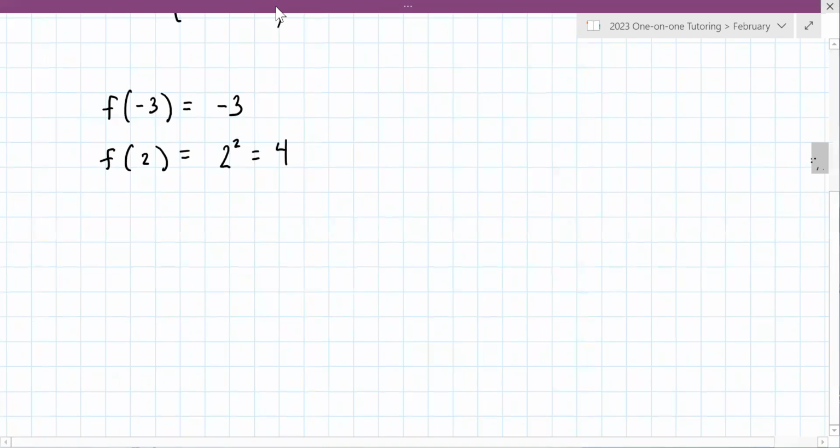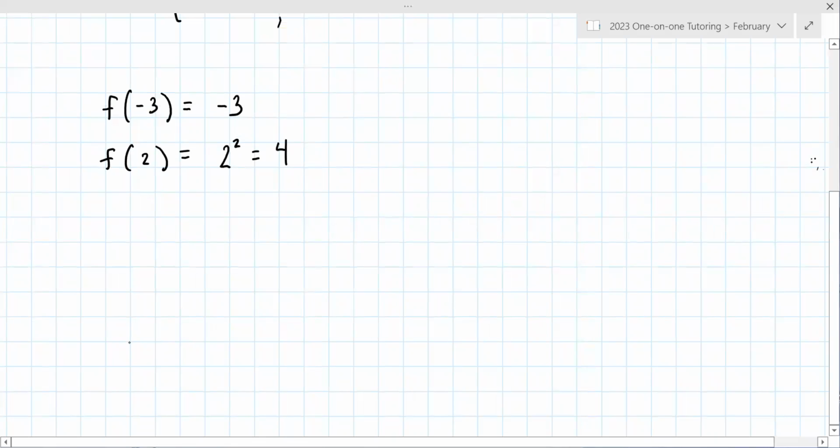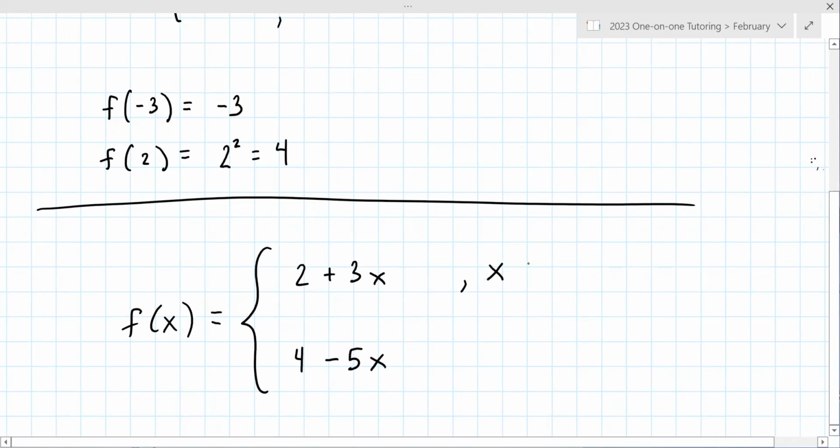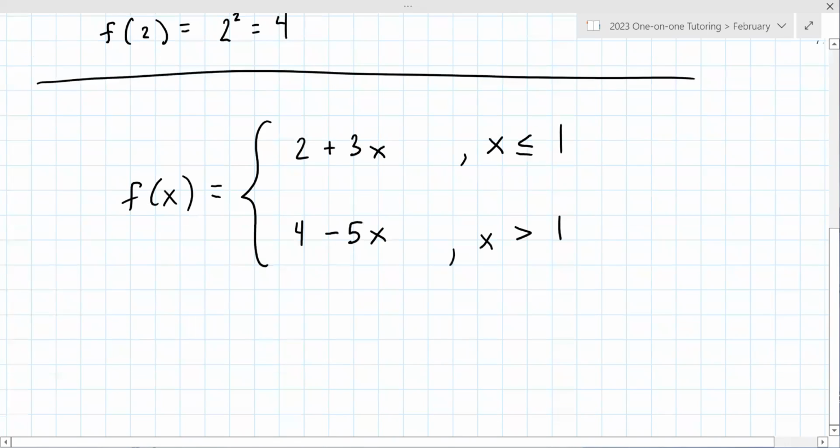Okay. So here's a new function that we're going to look at here. Let's say f of x equals 2 plus 3x, 4 minus 5x. And this one's good for x less than or equal to 1. This one is good for x greater than 1. All right. So let's start with f of 0.